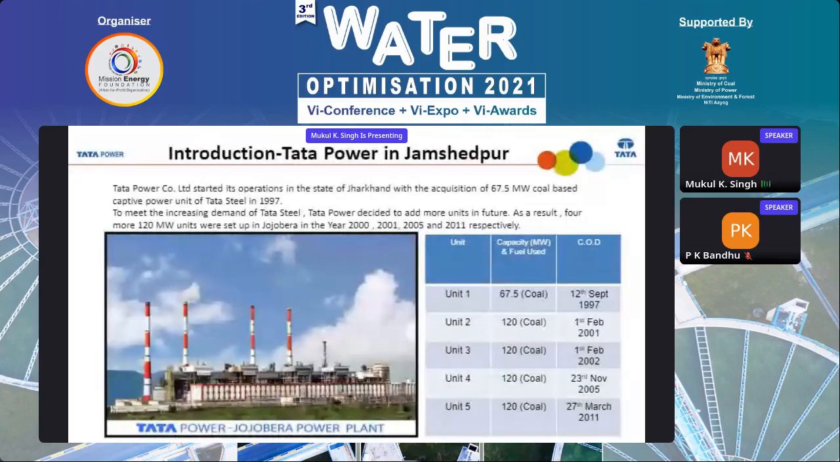Now let us have a slight introduction of our Tata Power business in Jamshedpur. Tata Power Company Limited started its operation in 1997 by acquiring a 67.5 megawatt coal-based captive power plant of Tata Steel. Thereafter, we added four more units, one after another, as per the requirement of Tata Steel. In our Jojobera division, there is a complex business structure: Unit 1 and 4 are captive units, Unit 2 and 3 are IPPs, and Unit 5 is a joint venture of Tata Steel and Tata Power.